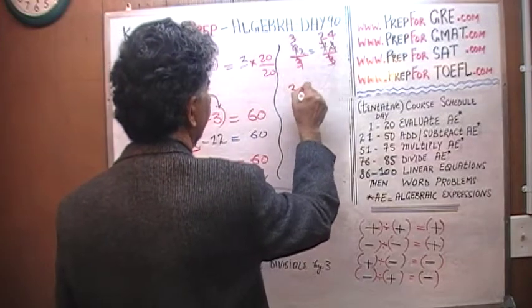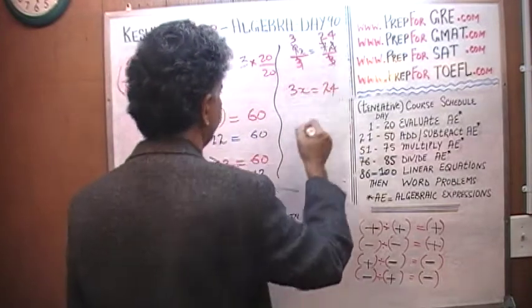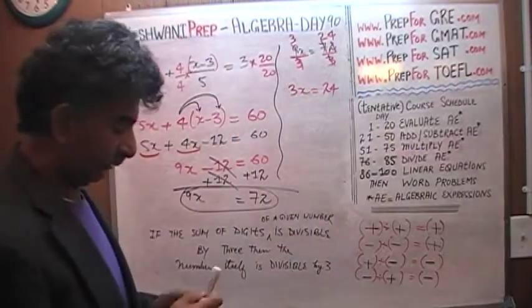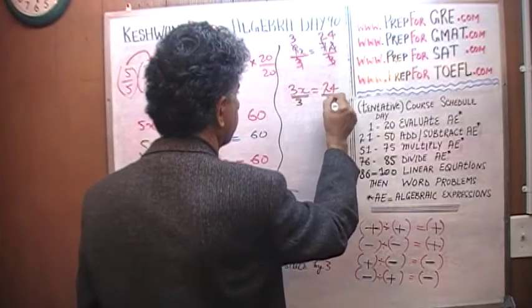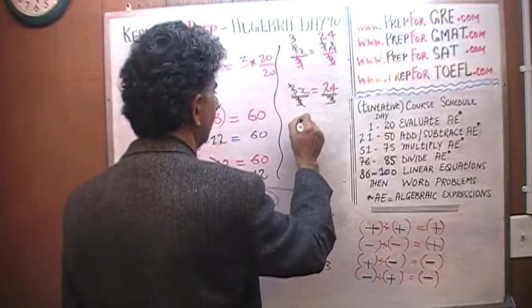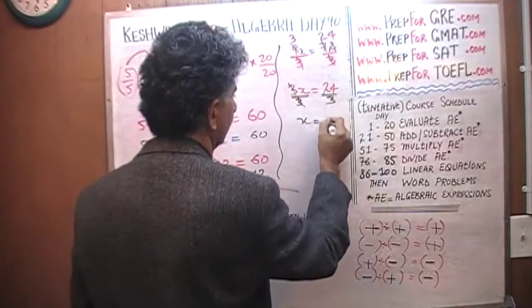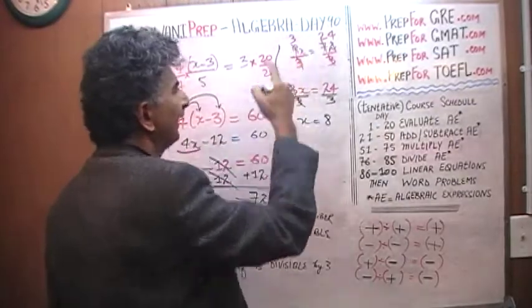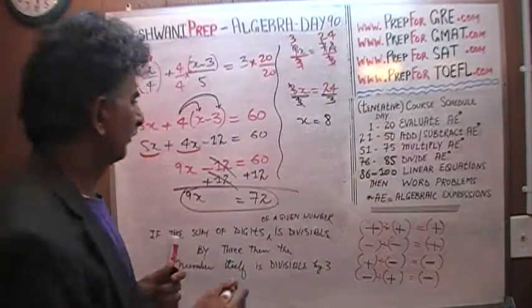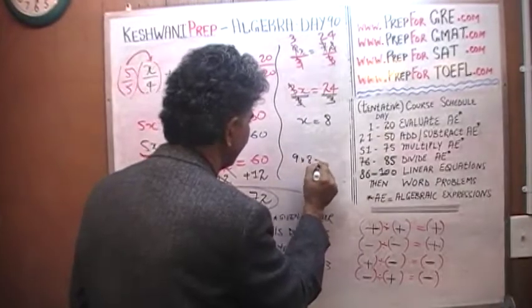So now we have 3x equals 24. Now we can go one more round, divide one more time by 3. This 3 cancels out, and x equals 24 divided by 3, which is 8. Of course it's 8 because it was 72. 9 8s are 72. What was I thinking? Of course, 9 8s are 72.